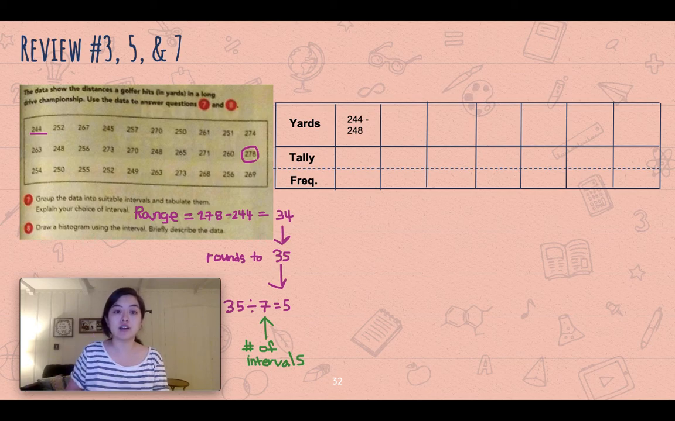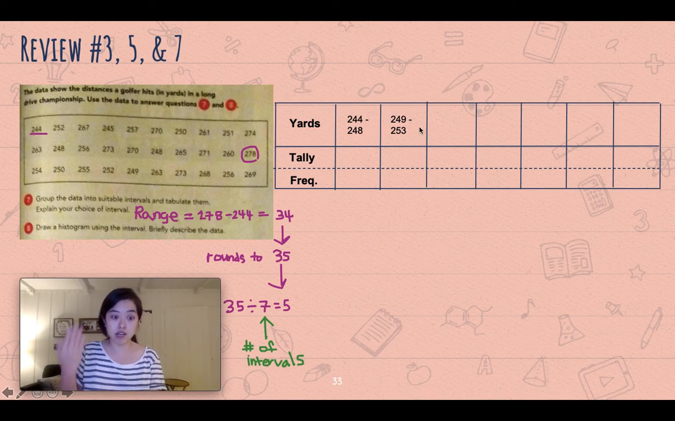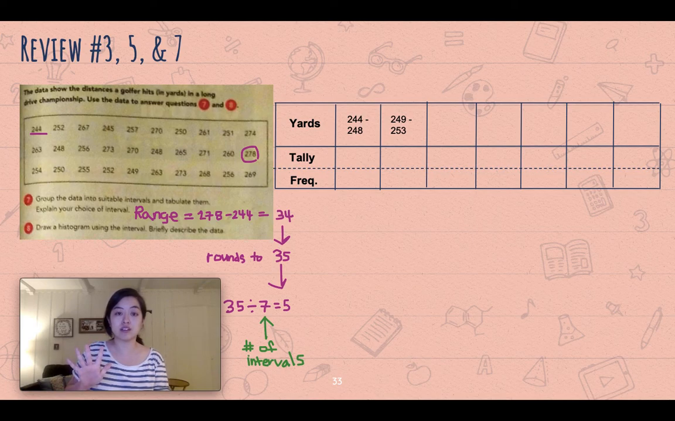Okay, now my next interval, I'm not going to start with 248 because I already accounted for that in this first part here. So I have to start with the next number, which is 249. And then I'm going to account for 5 pieces of data. So it's 249, 250, 251, 252, 253. Do you see that? Okay.